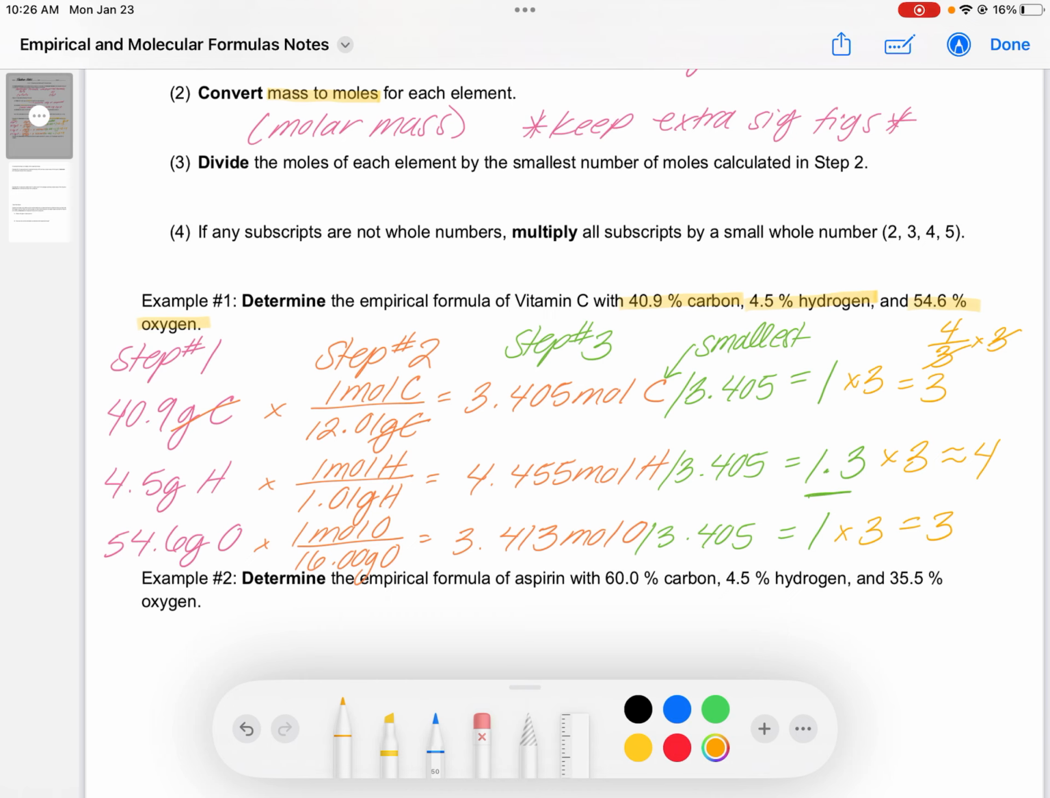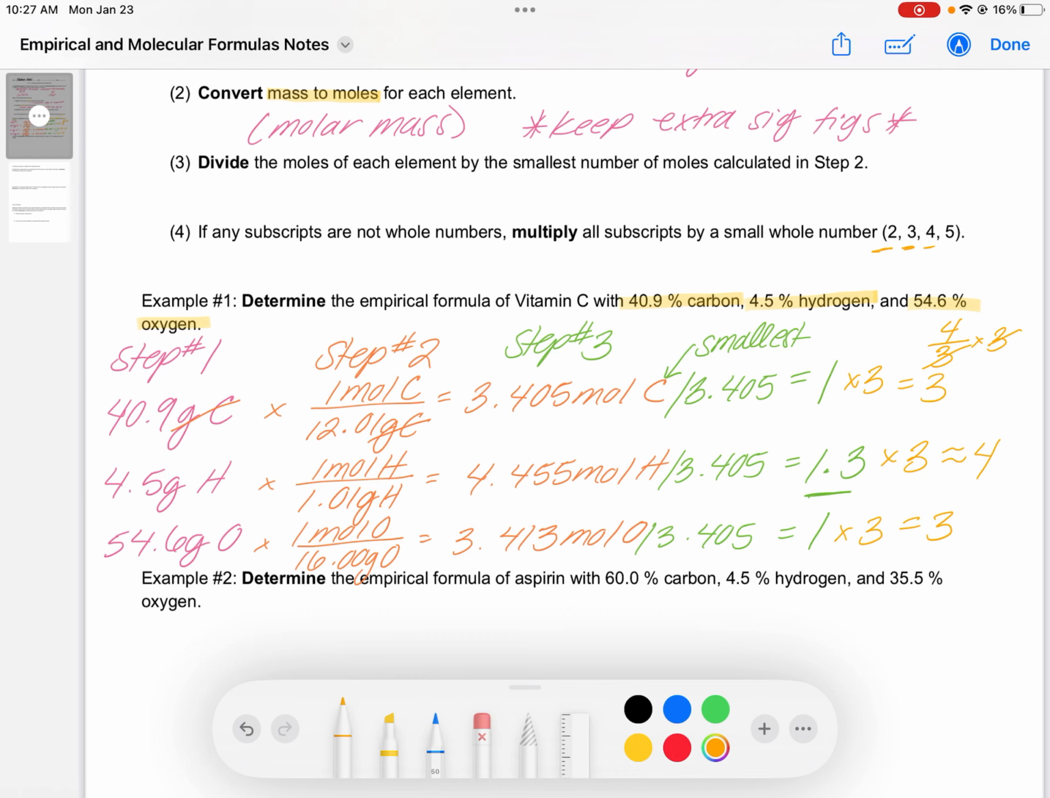If you have anything that ends in 0.5, you would multiply the whole number by 2. Anything that ends in 0.3, you multiply it by 3. Anything that ends in 0.25, you would multiply it by 4. I don't think we come up with really many things that you would multiply by 5. But I guess it would be 0.2 if you would multiply by 5.